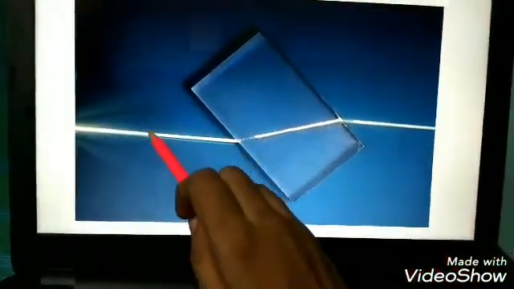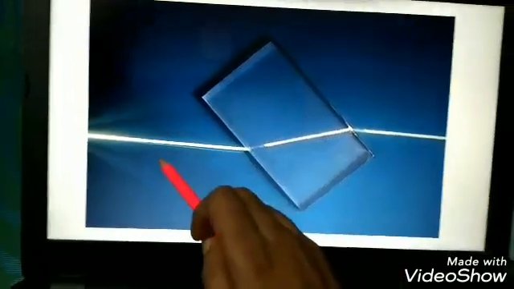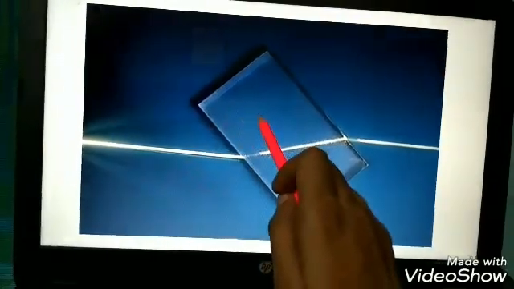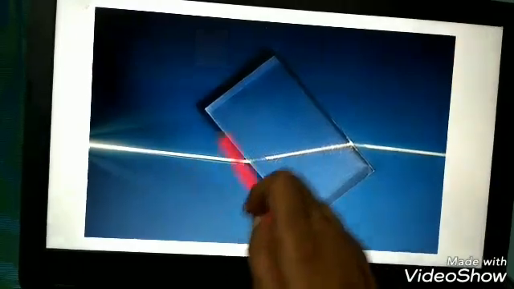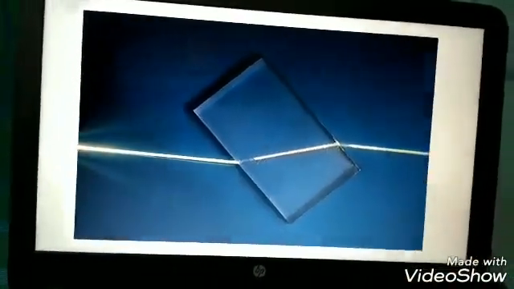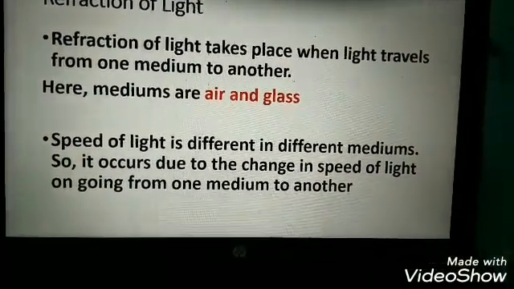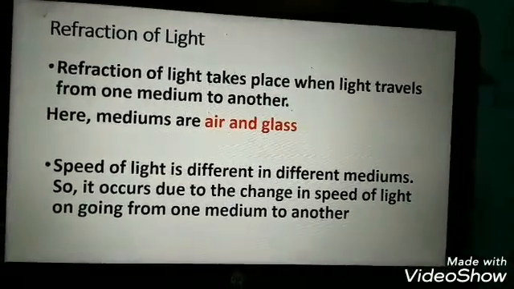The speed of light in different mediums is different. That means the speed with which light travels in air is different from the speed with which light travels in the glass slab, and this depends upon the density of the medium. So the bend occurs due to the change in the speed of light on going from one medium to the other.